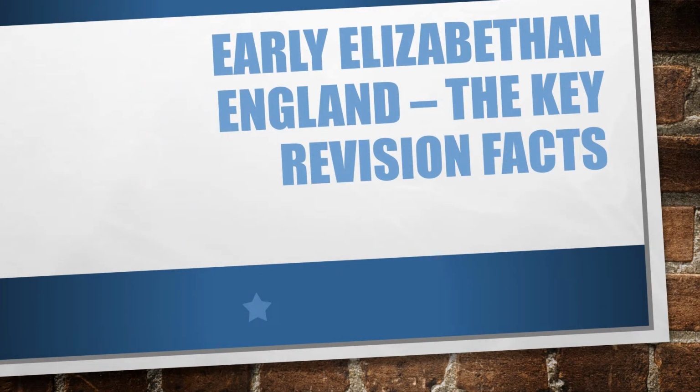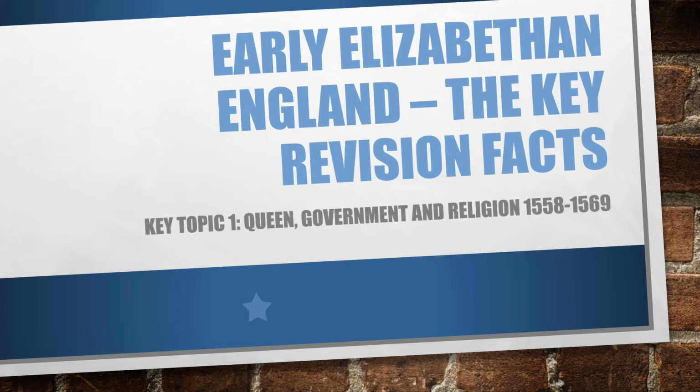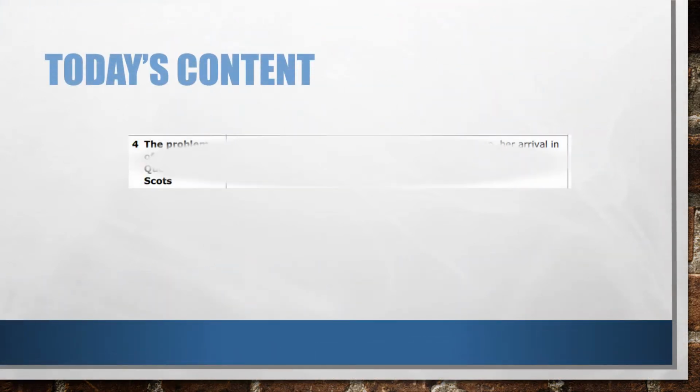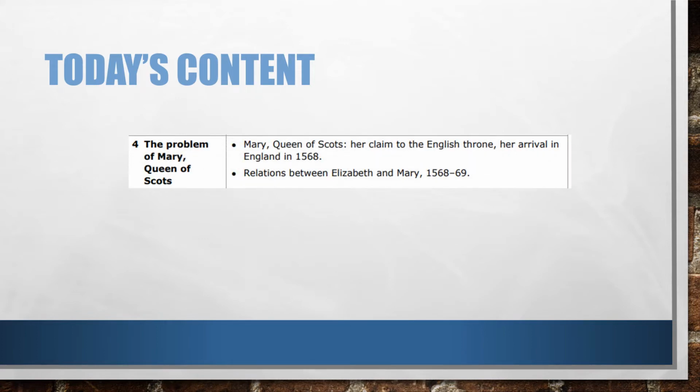Hello, and welcome back to our revision series on early Elizabethan England, with our focus on key topic 1, Queen, Government and Religion from 1558 to 1569. Today's episode will look at the problem with Mary, Queen of Scots, and so our content today is looking at the claim to the English throne of Mary, Queen of Scots and her arrival in England in 1568, along with the relationships between Elizabeth and Mary between 1568 and 1569.